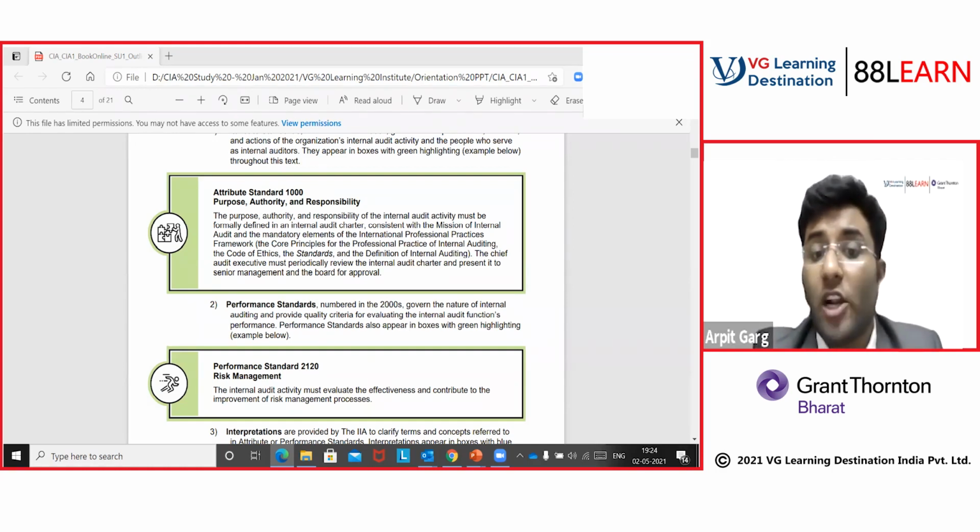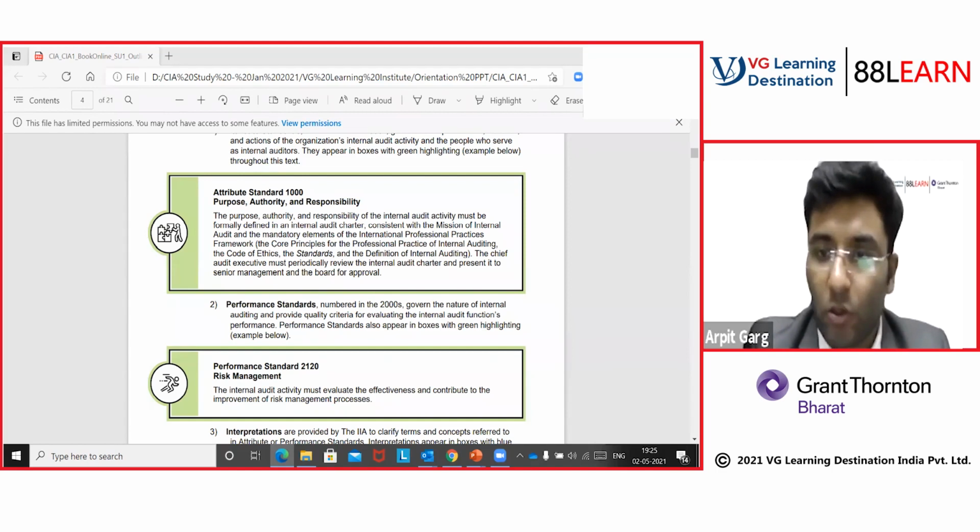The CAE must periodically review the internal audit charter and present it to the senior management and the board for approval. This will be covered as part of the internal audit charter content when we cover that.